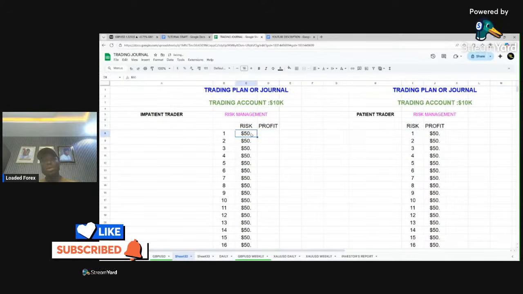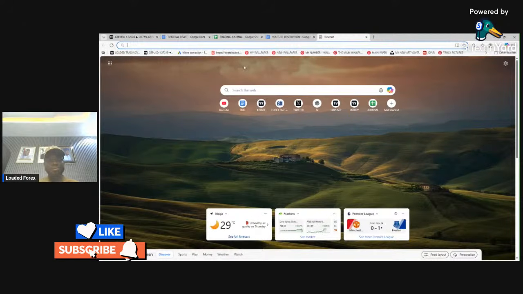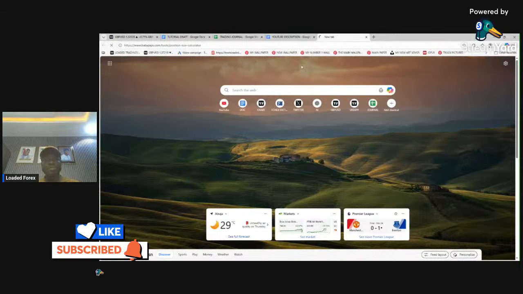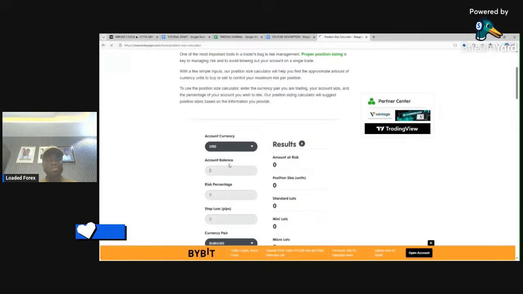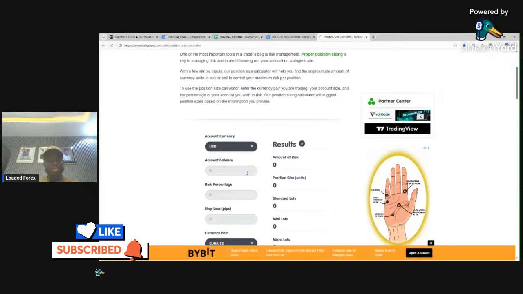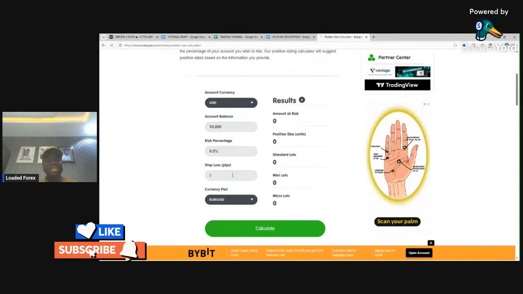Right? So, an impatient trader buys a PropFirm 10K account and is risking $50. And what is the percentage of $50? Let's calculate it. This is babypips.com. I love the site. That's what I use to calculate my risk management. So on a $10,000 trading account, $50 will give us 0.5%.